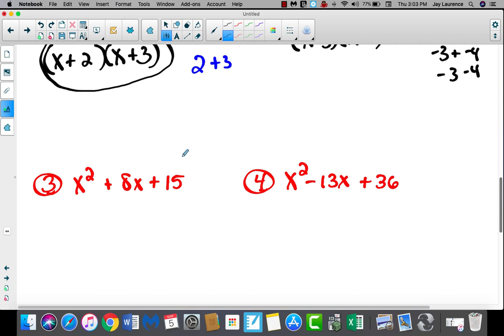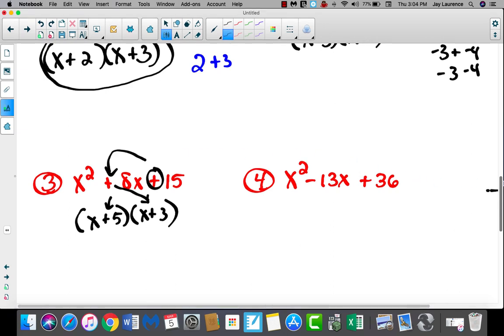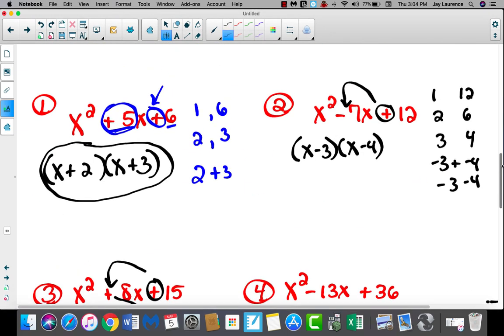Okay, here I come with my solutions. First one, I'm going to need two factors of 15 that add to get 8. Well, that's going to be an x plus 5 in one quantity and an x plus 3, right? Did you notice that since this is positive, B's sign showed up in both quantities? On the previous one, problem number 2, B was negative, and sure enough, we had minus 3 and minus 4. That's not a coincidence.